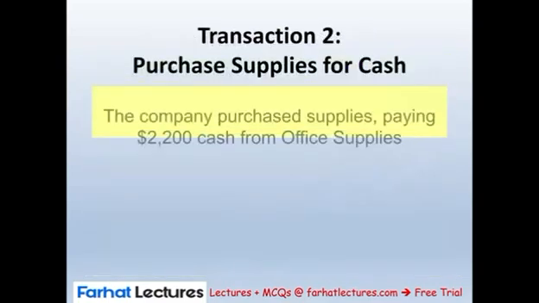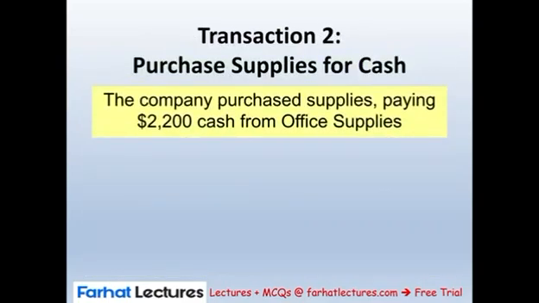Let's look at transaction number 2. The company, Farhat Lectures, purchased supplies, paying $2,200 cash from office supplies. Do you understand what happened? Yes. Farhat Lectures purchased supplies, paying cash. We need supplies. We need papers for the printers. We need pencils. We need ink. We need all sorts of supplies to run the company.